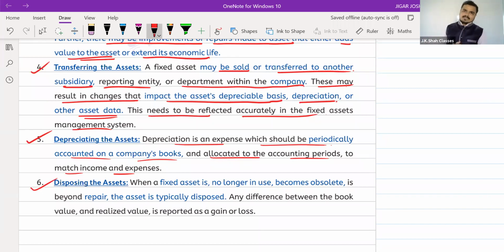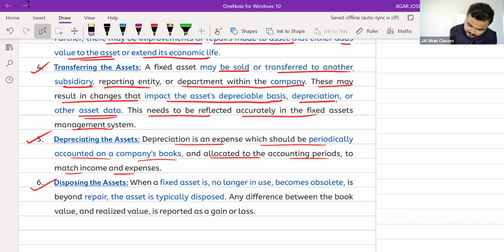Yes, yeah, no? Yes, sir. And whatever the profit or whatever the loss we are having, that will be considered as what? Sir, capital profit or a capital loss. Yes, yeah, no? Yes, sir. Because selling an asset is not our regular activity.